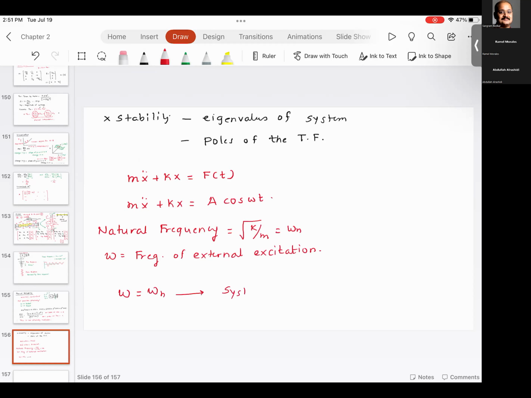the system response becomes unbounded. So you would observe that the system response would grow something like this.